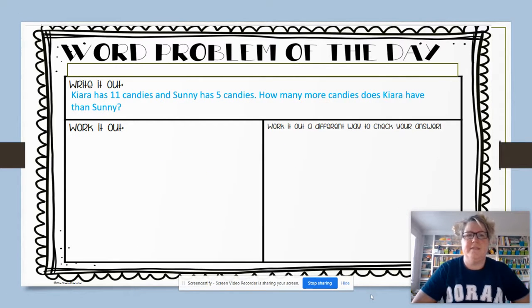So your problem is: Kiara has 11 candies and Sunny has 5 candies. How many more candies does Kiara have than Sunny? I'll read it one more time. Kiara has 11 candies and Sunny has 5 candies. How many more candies does Kiara have than Sunny? I'm going to give you a little time to solve it. Remember, you can always pause the video if you need more time. Okay, I'm going to move on.